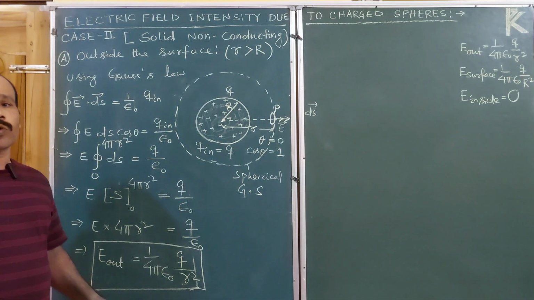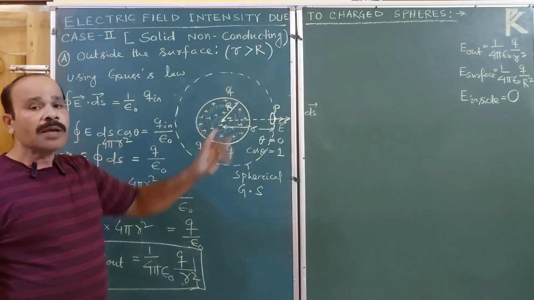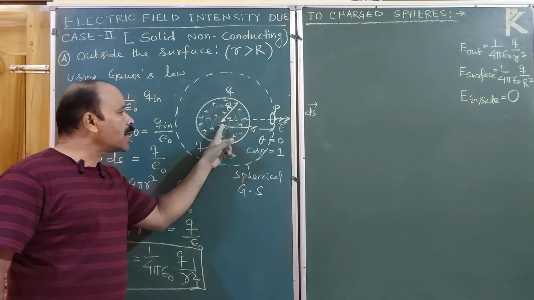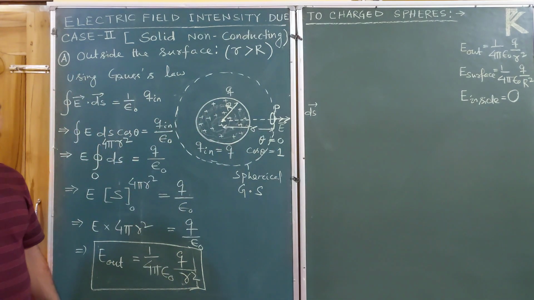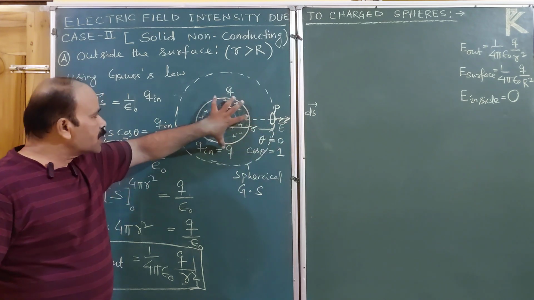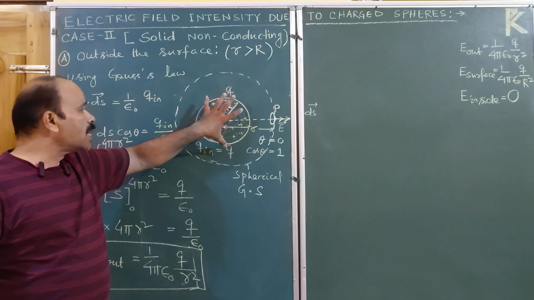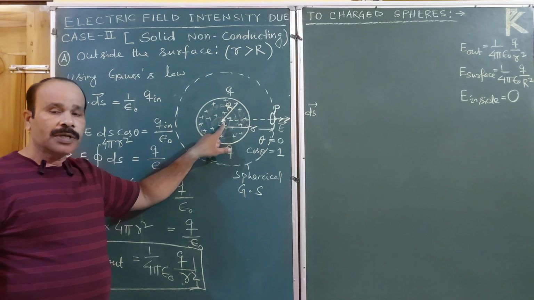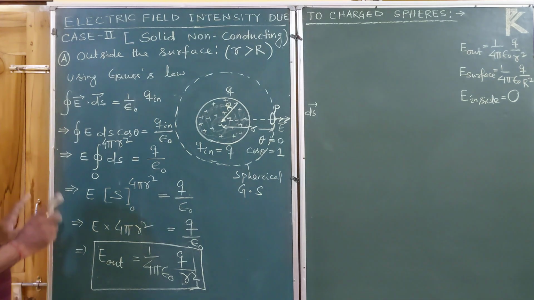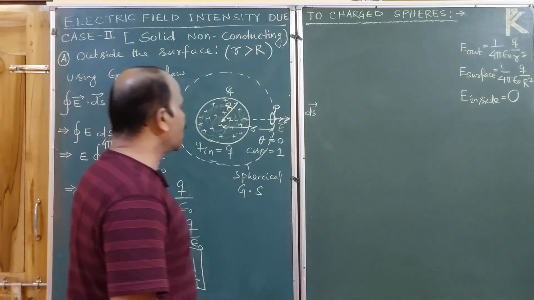Over here also you can tell the body, the extended charged body will behave like a point charge for an outside point. So for an outside point, this sphere will behave like a point charge as if the total charge is concentrated at its center. Okay, so outside के लिए क्लियर है.